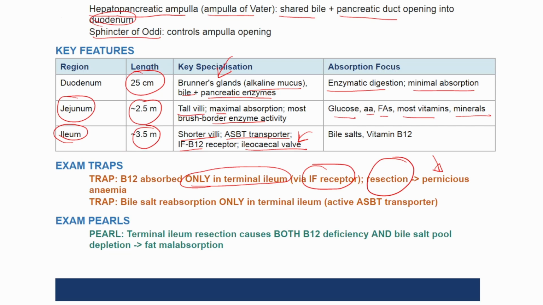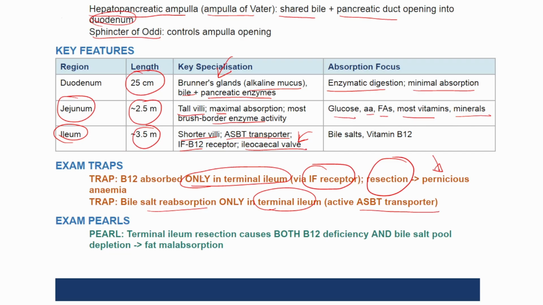Similarly, examiners love to test the highly localized recycling of the bile salts. Watch out for questions that confuse the active transport of bile salts with passive lipid diffusion. The slide marks the explicit trap that bile salt reabsorption happens only in the terminal ileum via the active ASBT transporter, rather than passing through the upstream jejunum.